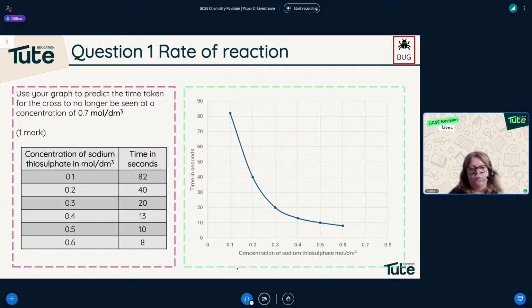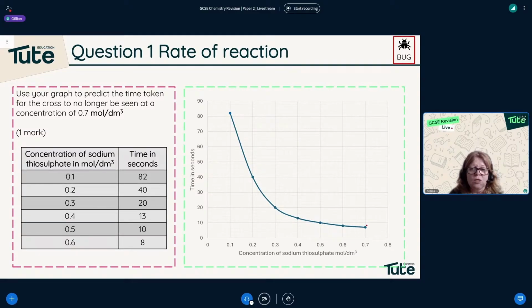So the next question, we need to use your graph to predict the time taken for that cross to no longer be seen at a concentration of 0.7 moles per decimeter cubed. But our concentration only goes to 0.6. So what we need to do is continue our line of best fit to 0.7.